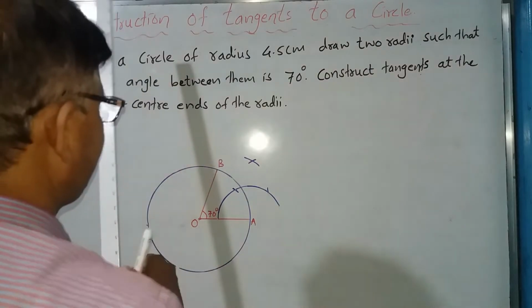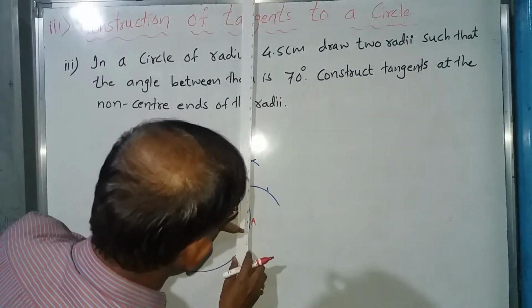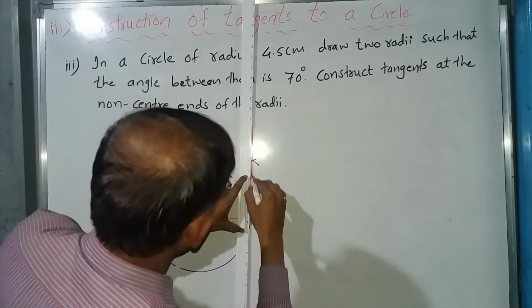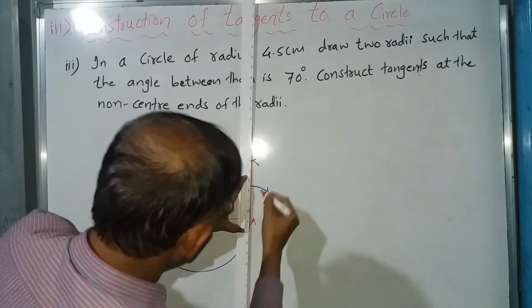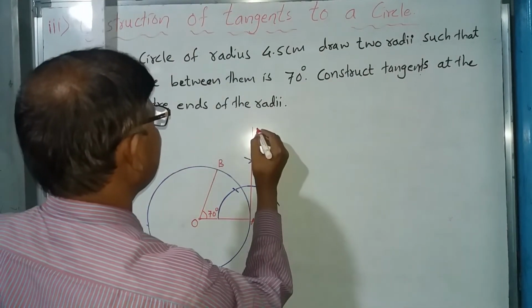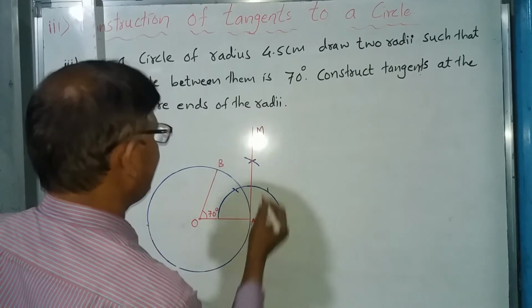This is tangent number 1 at the non-center end of the radius. This is tangent number 1. This much is sufficient. No need to produce it. If you want, you can produce it, otherwise you can just take it up to here. So let me name this tangent as MA.